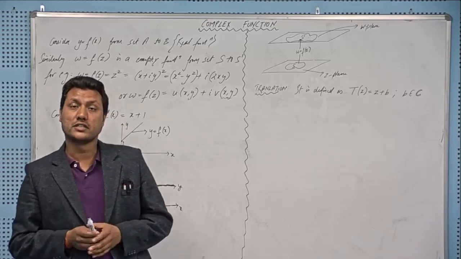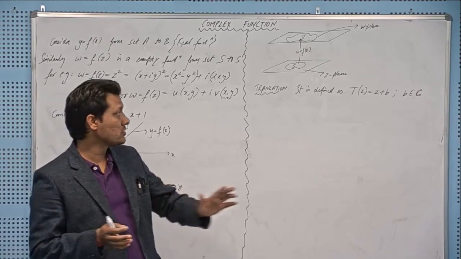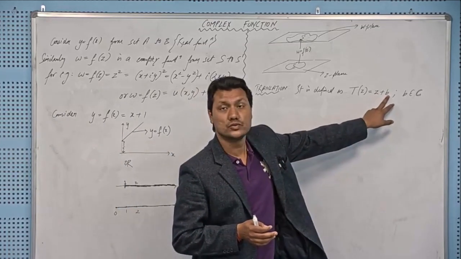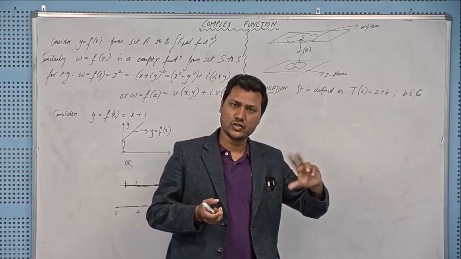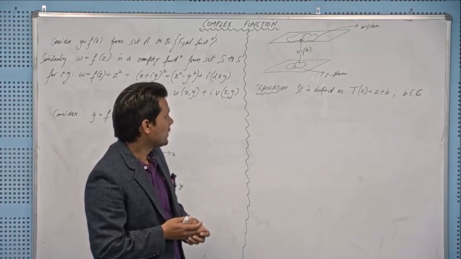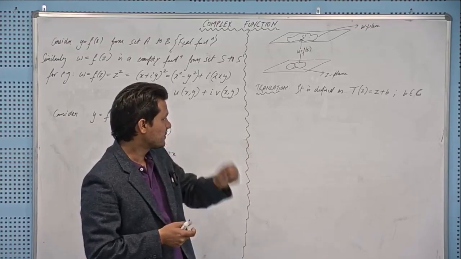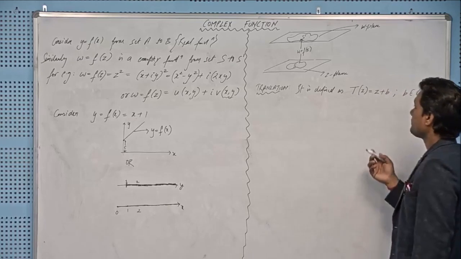Yeah, that's why we are calling it translation, because every point of the domain gets translated by the same amount, and that amount is actually equal to b, right? Amount means by magnitude of b and by the direction of b, because b is a complex number, right? And let me take a small example of this. B, okay, fine.